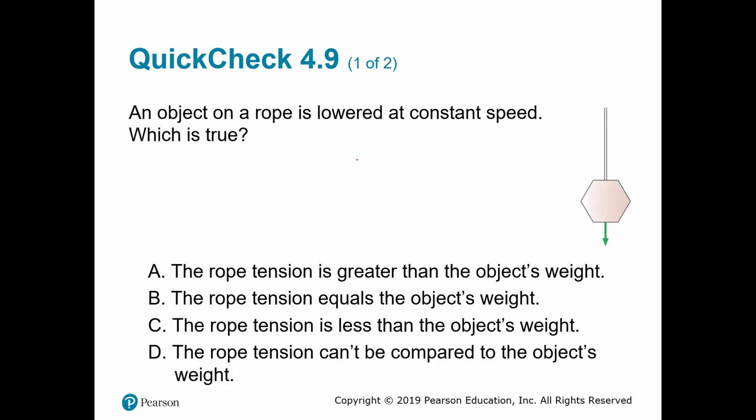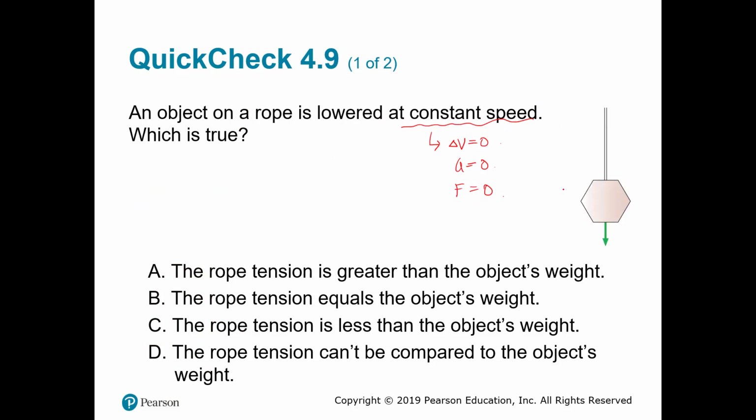And an object on a rope is lowered at a constant speed. Then what is true? Constant speed. So that means delta V is zero. So delta V zero, then acceleration is zero. So acceleration zero, your net force is zero as well, right?